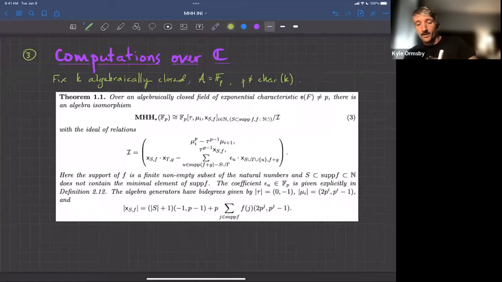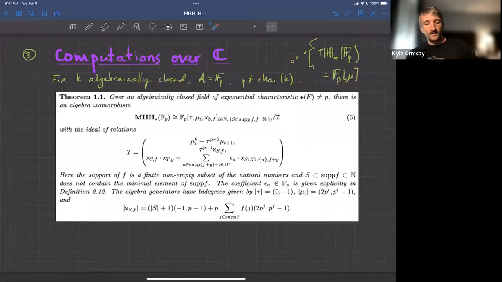Let's also remember that when we did the same thing for THH, it wasn't quite so complicated, right? That one just gave us F_p adjoin mu, just that polynomial algebra. So here, there's a lot more going on. Let's begin to unpack it.